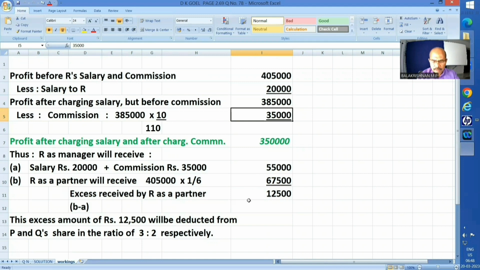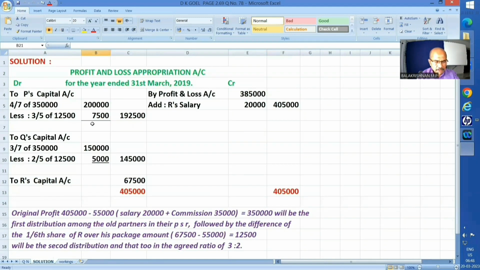Is it clear? So this 12,500, now we are going to recover from him in which ratio? In the given ratio, 3:2, it has to be recovered from them. 12,500 into 3/5 is 7,500 and 12,500 into 2/5 is 5,000. Balance will be P's share and Q's share respectively. Now our share will be 67,500.